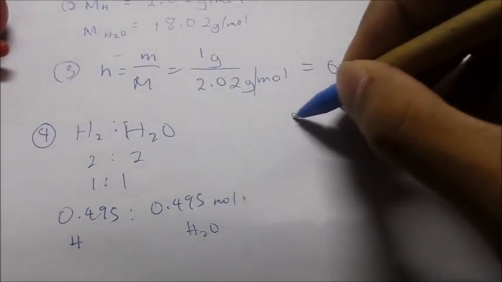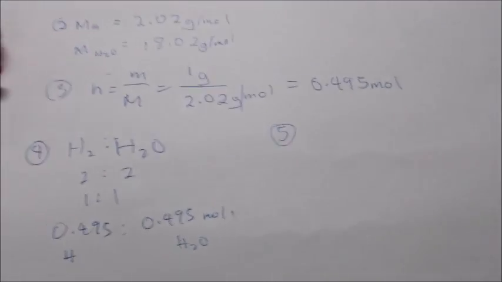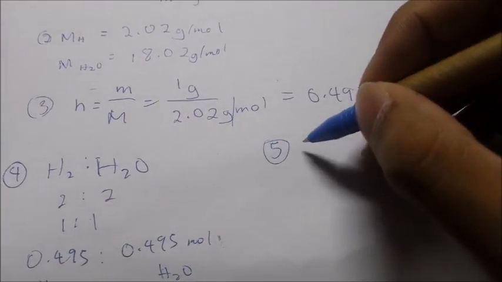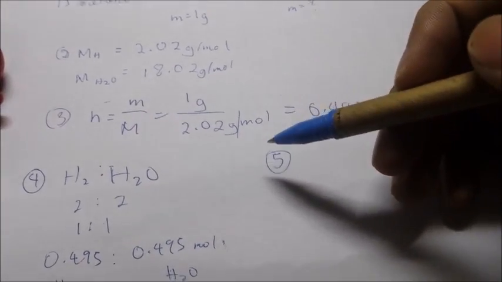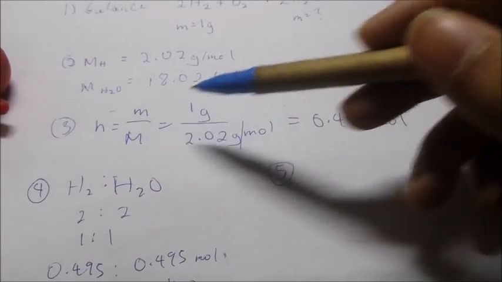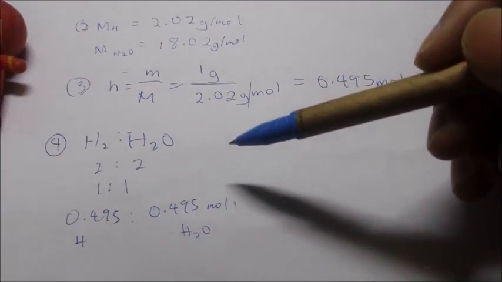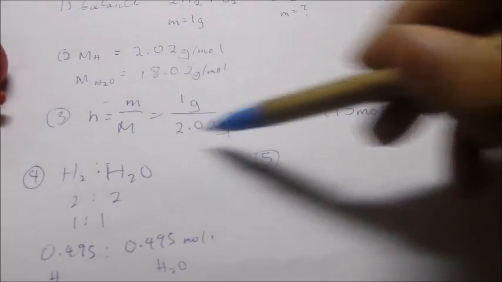The last step is that we're looking for the mass. So basically from our equation earlier, where is that? It's the moles of H2O. This one. Yeah, this one. Step 3.